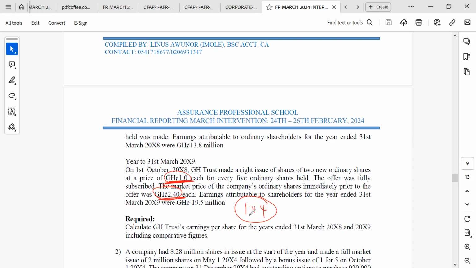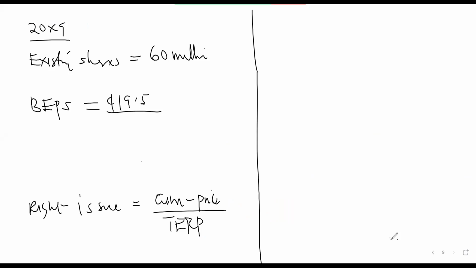So the right issue will always have an element of bonus issue and an element of full market value. So we try to separate it by using our right issue fraction. The first thing that we have to calculate is the theoretical ex-rights price. I will show you how to calculate it on a full market basis and also on a total market basis.